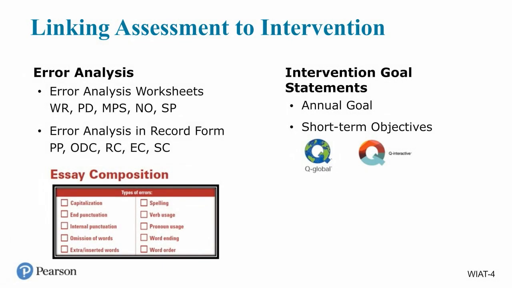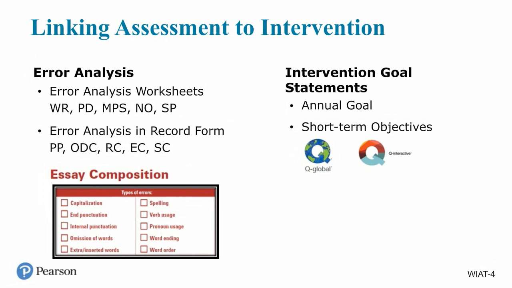Examiners can use error analysis on the WIAT-4 to link assessment results to intervention. If you use hand scoring, you can use the available error analysis worksheets to record error analysis information for the subtests word reading, pseudo-word decoding, math problem solving, numerical operations, and spelling. In addition to these 5 subtests with error analysis worksheets, 5 subtests provide error analysis information in the record form: phonemic proficiency, oral discourse comprehension, reading comprehension, essay composition, and sentence composition.